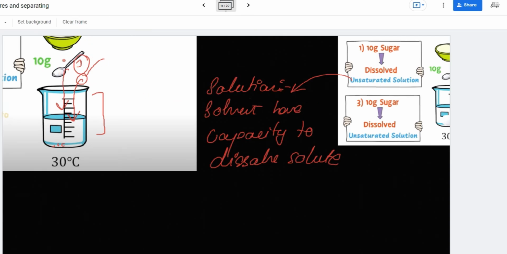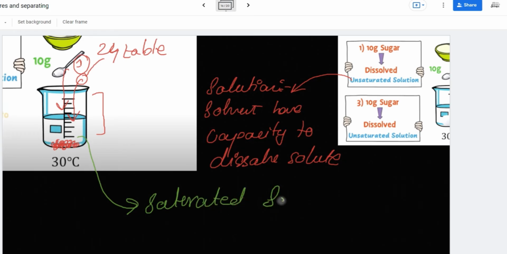But let's suppose I ask him to put 24 tablespoons of sugar. What will happen? Excellent. Some of the sugar, you will see that it will settle down here and some will get dissolved. When you see this condition of solution, then we call it a saturated solution.